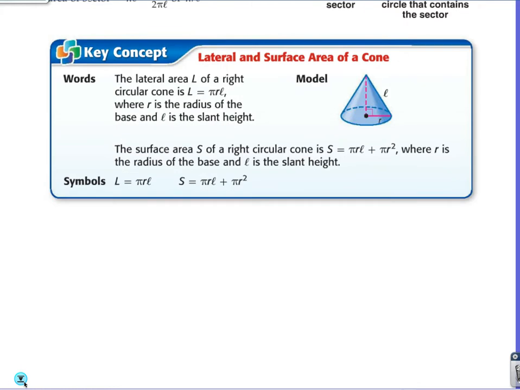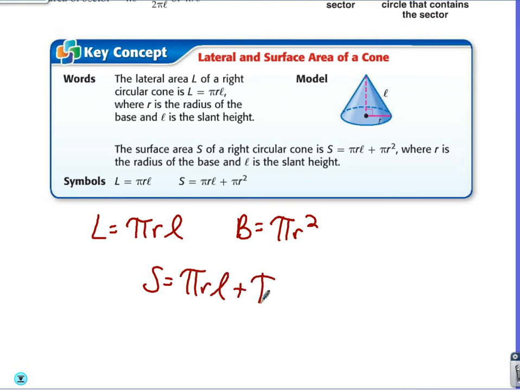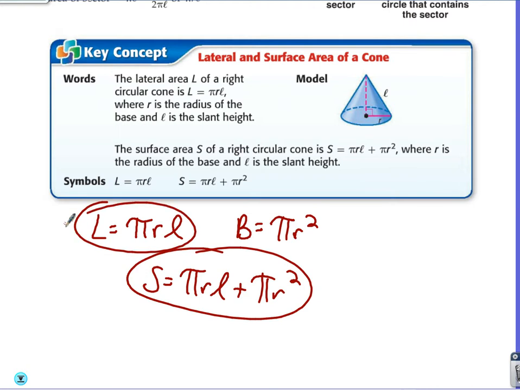The lateral area, I'd write down both. The lateral area, the area of the sides of the cone, just the sides, not including the base, is pi r L. The area of the base would be pi r squared. So the surface area, you don't have to write that down, would be pi r L plus pi r squared. There's your lateral area and your surface area. Hopefully I wrote it like that so you could see that this comes from simply the lateral area plus the area of the base.